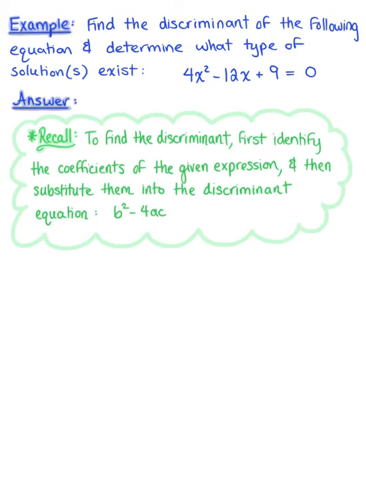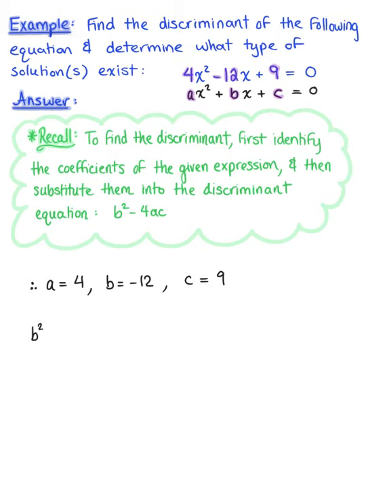Now let's recall that to find the discriminant, we must first identify the coefficients for this given expression and then substitute them into the discriminant formula. So looking at our given quadratic equation, we can say that it's of the form ax squared plus bx plus c is equal to 0. So therefore, we can see that the coefficients of this quadratic equation are as follows. We have that a is equal to 4, that b is equal to negative 12, and that c is equal to 9. So now that we have these coefficients, we're ready to calculate the discriminant.